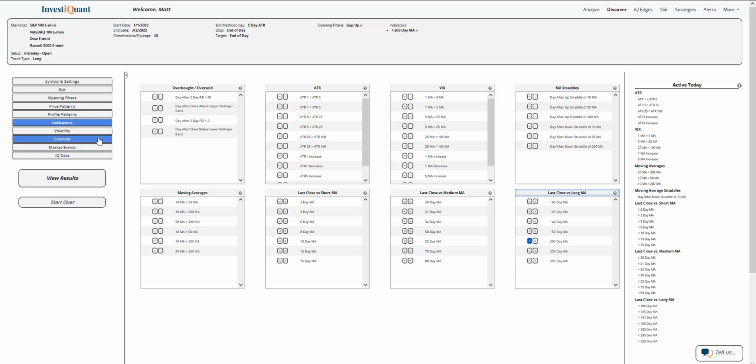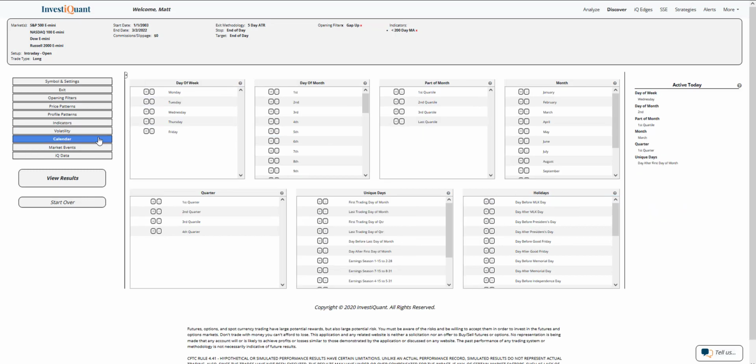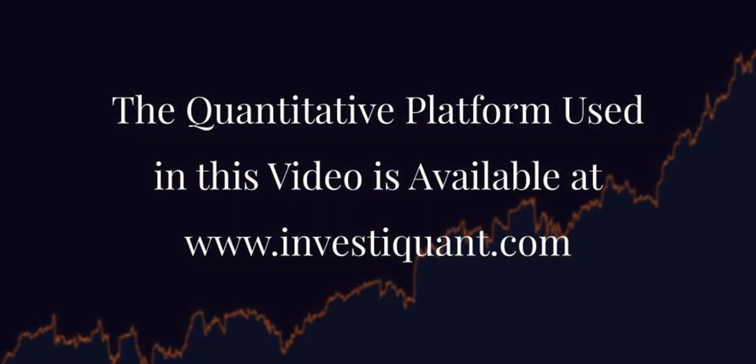And then I'm going to go into the calendar library, and I'm going to go to the unique days from the active today. And that bottom option says day after first day of the month. So I've added that. Now I can click view results. All right, here we go.